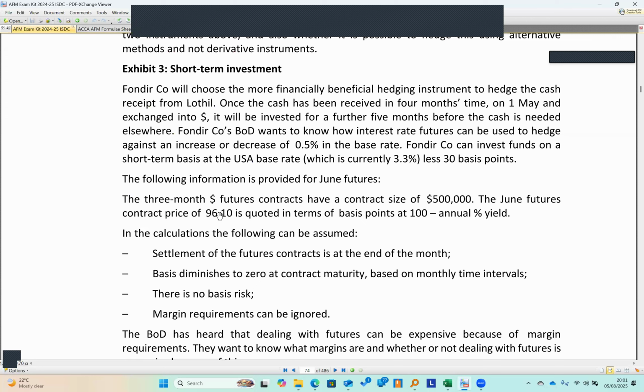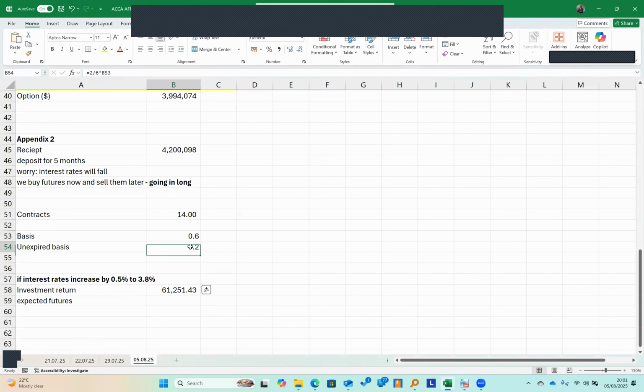So if we are to remove the unexpired basis, remember it is 0.2. Okay, so how do you calculate it? You get 100 minus 3.8, then you subtract 0.2. Okay, so I can put it here so that you can remember it. 100 minus 3.8 minus 0.2. So that is the expected futures price, 96.